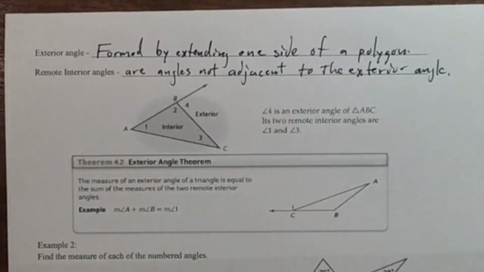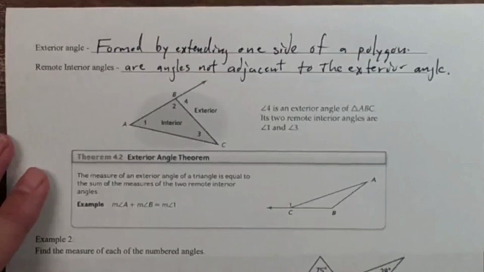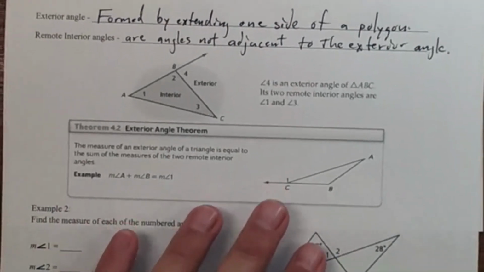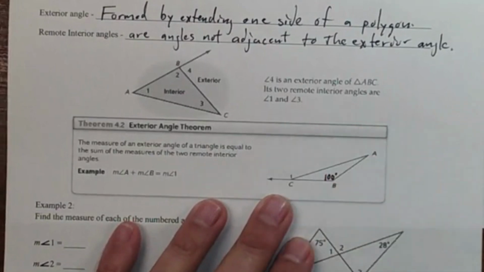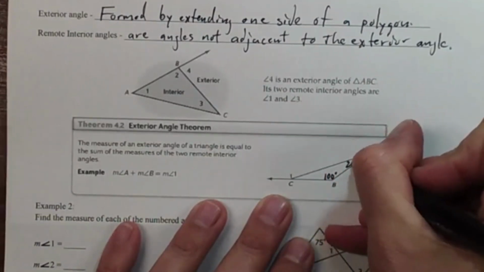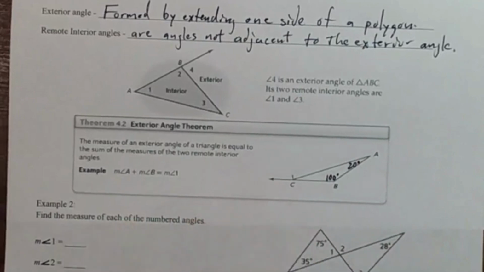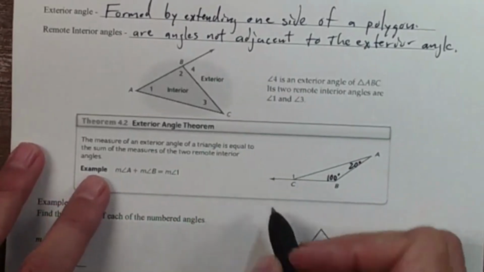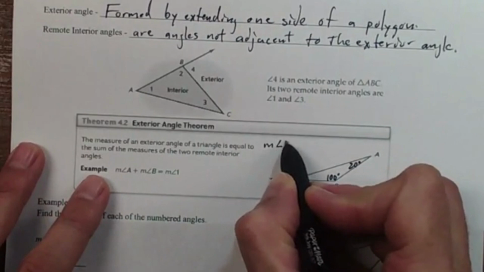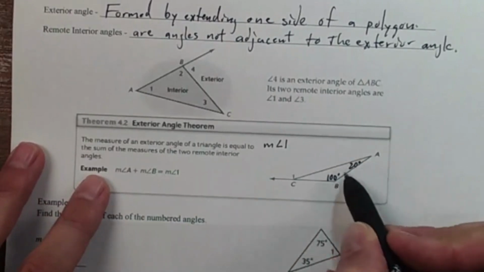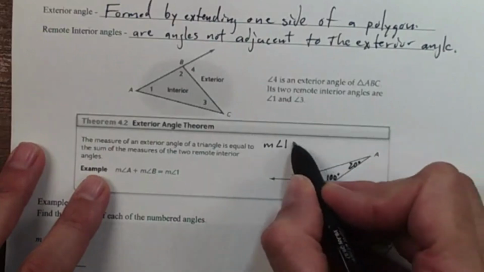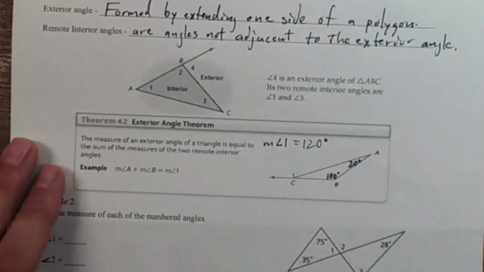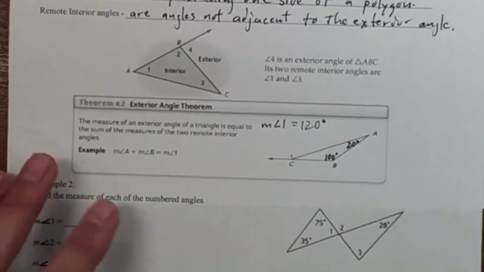All right, so let's just practice this a little bit. So if on here I say this is 100 degrees angle B and A is 20 degrees, then if I call that angle 1, the measure of angle 1, because it's the exterior angle, is going to be the sum of these remote interior angles, which is 120 degrees. Pretty easy. So now let's do some other problems.